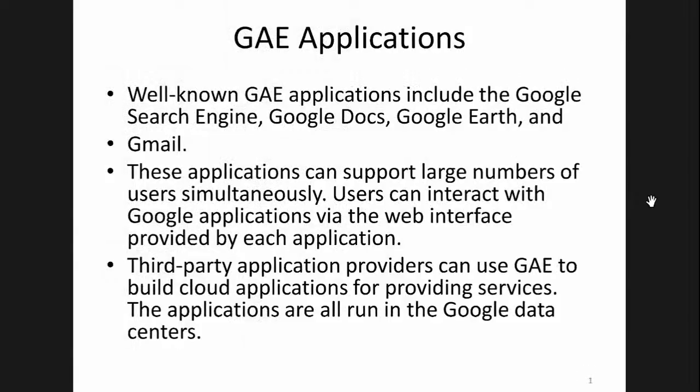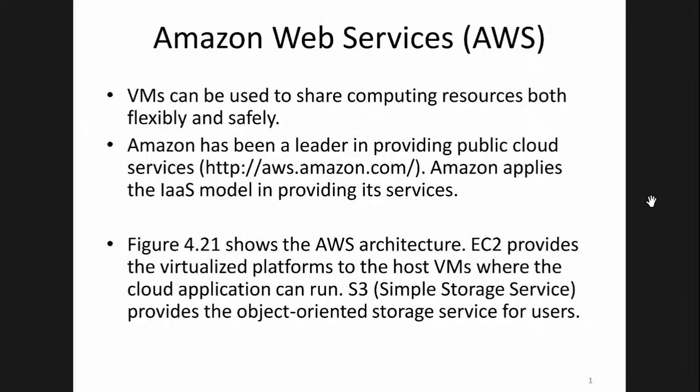So these are the different things related to Google applications and Amazon Web Services. When you talk about Amazon Web Services, virtual machines can be used for sharing of computing resources. Amazon is one of the leaders in providing public cloud services. That means even Google App Engine started after it. Amazon was one of the first to bring out different sorts of cloud services all over the world, and it usually provides much of the infrastructure as a service.